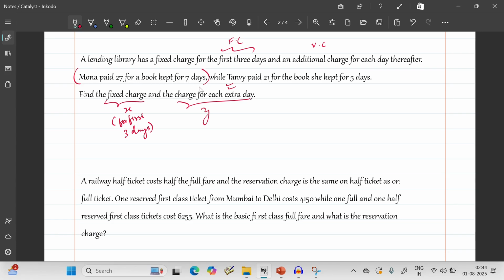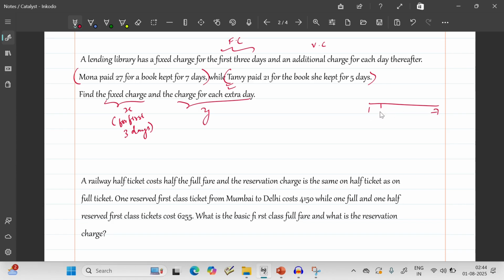We are going to get a first equation from here. Tanvi paid rupees 21 for a book she kept for 5 days. The second equation we are going to get from here. Okay, just see, Mona paid 27 rupees. The total cost is 27 rupees. She kept a book for 7 days.